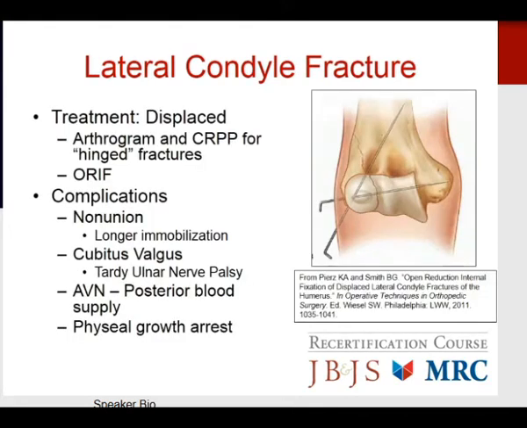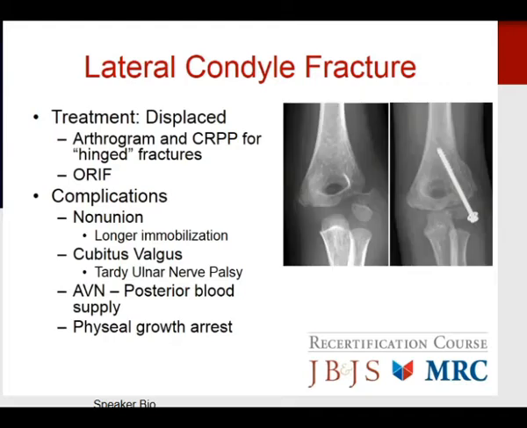Displaced injuries are treated with internal fixation. Now, the fracture that is hinged or presents with an intact articular surface can be treated with arthrogram and closed reduction percutaneous pinning. However, the widely displaced fracture is treated with open reduction and internal fixation. Now, this again is different from a supracondylar humerus fracture.